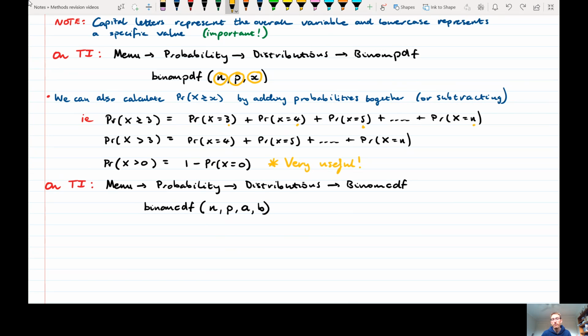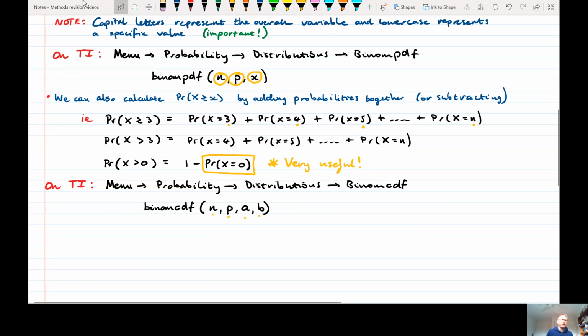A very useful property for us, though, is X being bigger than 0 is the same as 1 minus the probability of 0. Remember, all the probabilities are possible, but this one just means I get all failures. Every other possible chain of events has at least one success. So if you take away all failures from 1, you get the probability of at least 1 success. Again, on the TI, you've got menu, probability, distributions, binomial CDF this time because you're doing a cumulative distribution, you're adding them, and you've got trials, success, lower value, upper value.